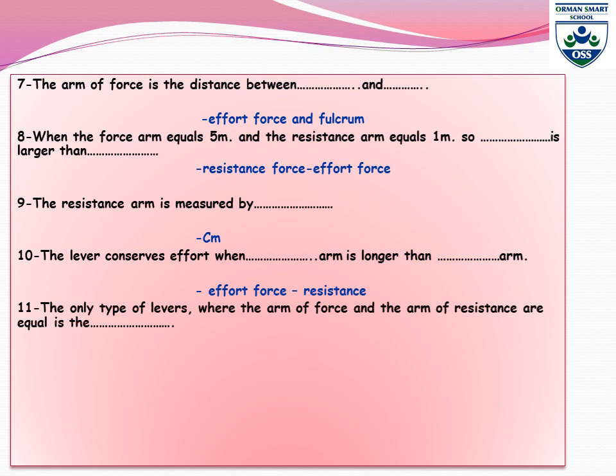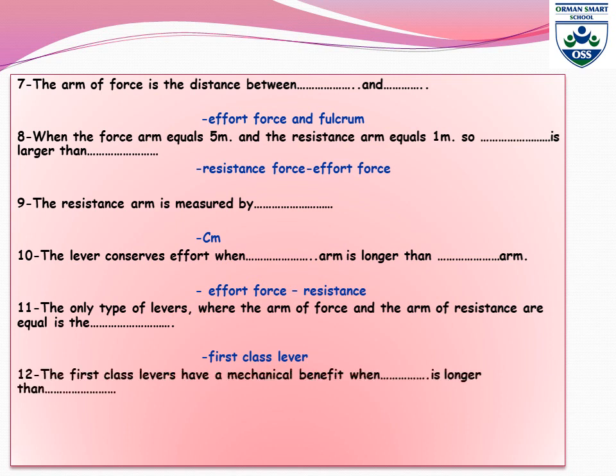11. The only type of levers where the arm of force and the arm of resistance are equal is the first-class lever. 12. The first-class lever has mechanical benefit when the effort force arm is longer than the resistance arm.